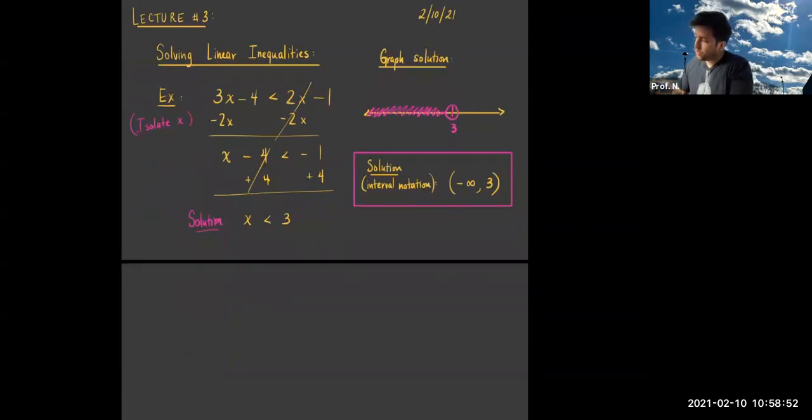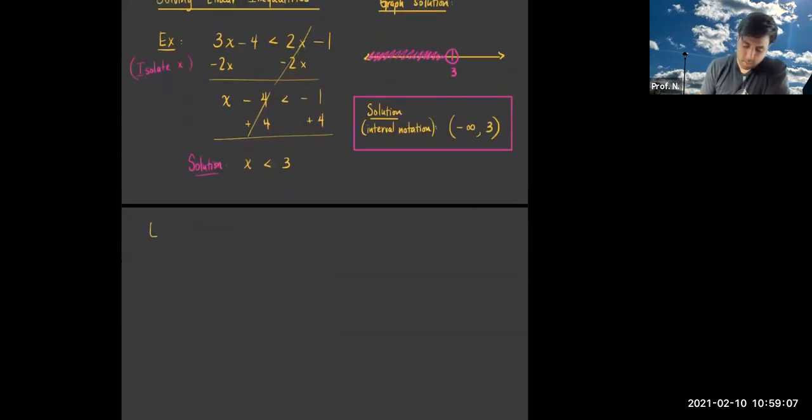Now, let me give you another kind. What if I give you something like this? What if I give you 2 minus 5x greater than 7? Now, how do I solve this?